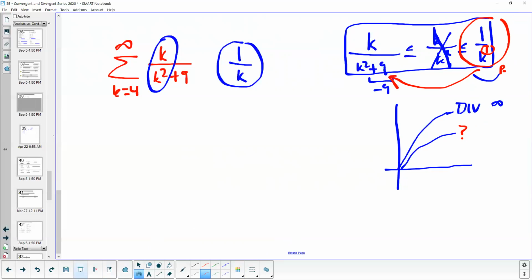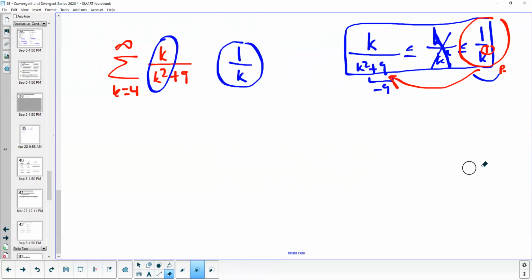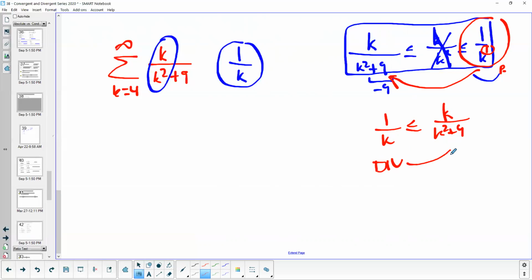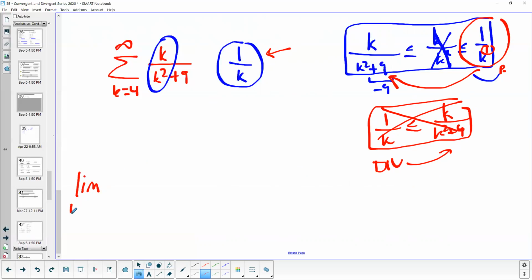So we're left with the situation where the comparison test did not work, and so we turn to the limit comparison test. By the way, if I flipped this around and wrote 1 over k is less than or equal to k over k squared plus 9, then if you could show this diverges, you could show the other diverges, but unfortunately this inequality is not true. So comparison test doesn't work, but with limit comparison test, we can still use this 1 over k. I'll go through a little more quickly because this video is more about the integral test.